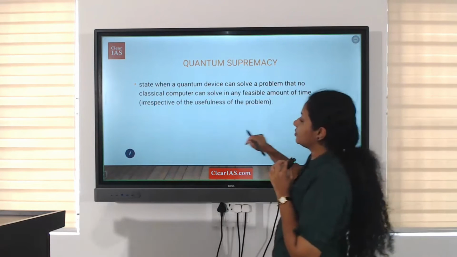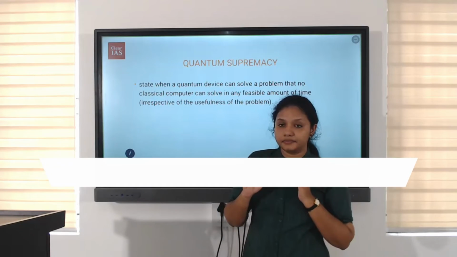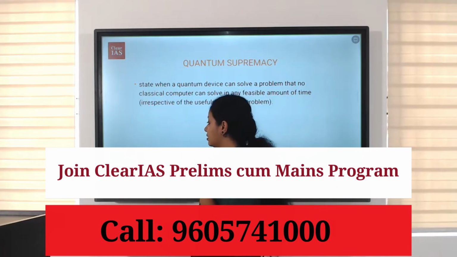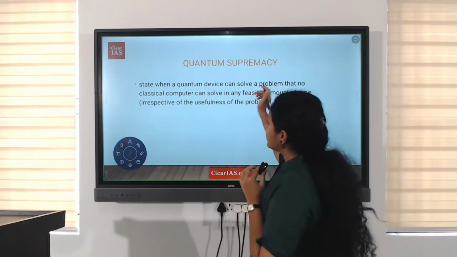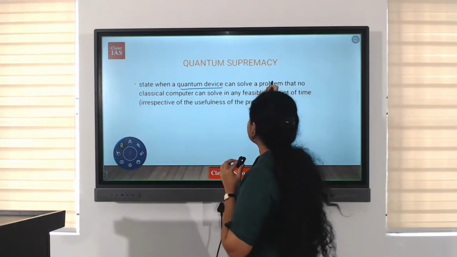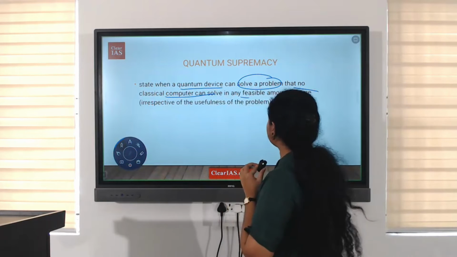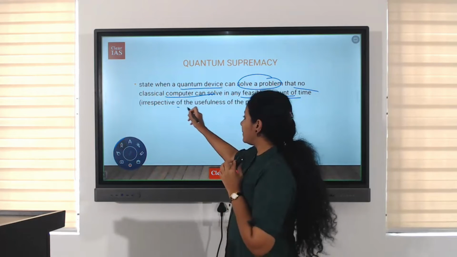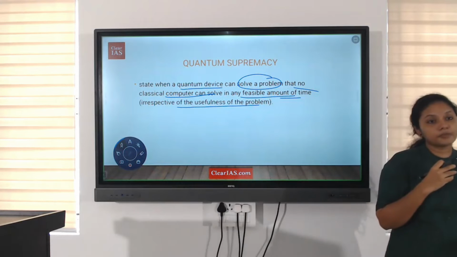So what is the application of quantum entanglement? That is the next topic. Before that, quantum supremacy: a state when a quantum device can solve a problem that no classical computer can solve in any feasible amount of time, irrespective of the usefulness of the problem. This is quantum supremacy.